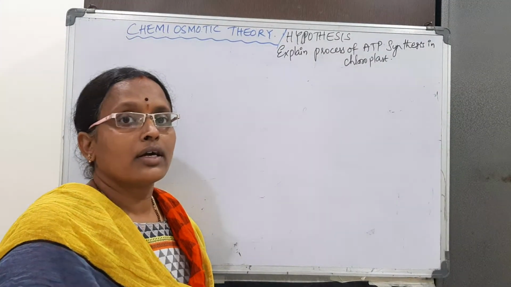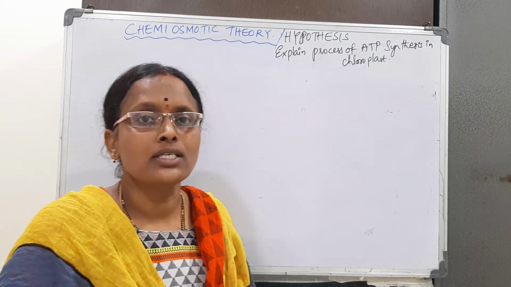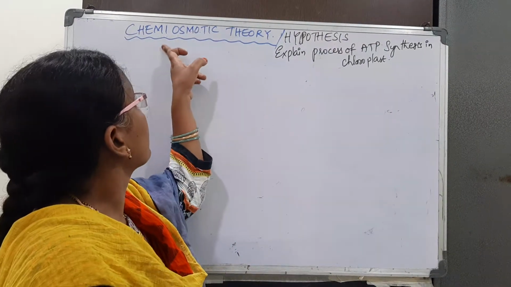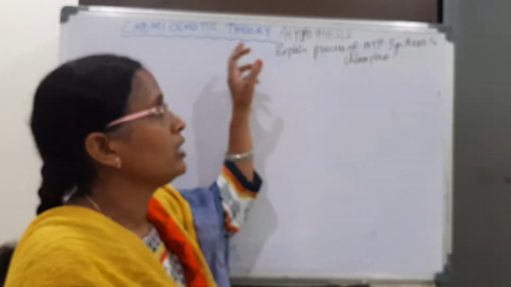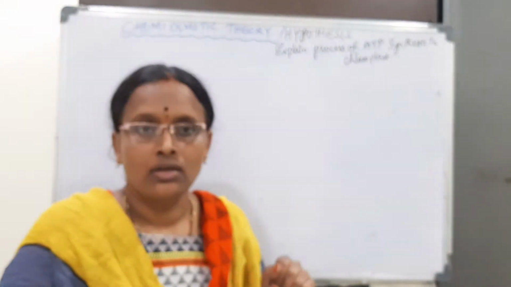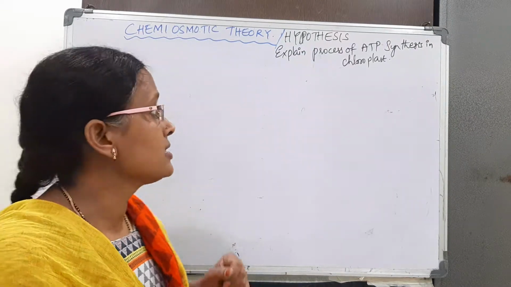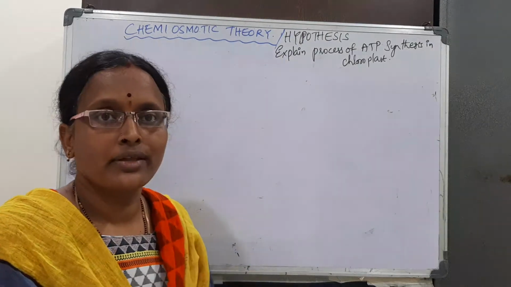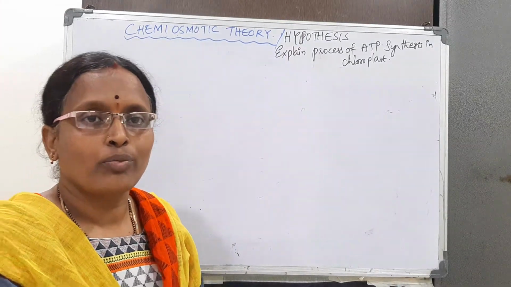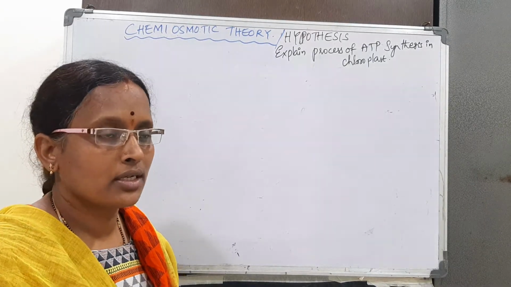Next, continuation to our photosynthesis. The next topic is chemiosmotic theory. We can say it as a chemiosmotic hypothesis. Then what is this chemiosmotic hypothesis? It explains how the ATPs are going to be synthesized in the chloroplast. Synthesis of ATPs in the chloroplast.